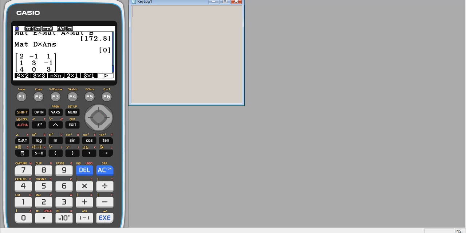And if I go outside here, I can raise that with this button here to the power of -1, and it will give me my inverse matrix here.